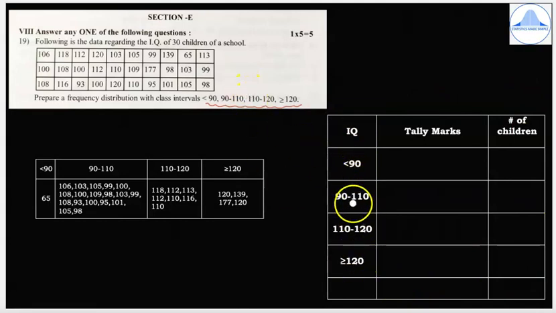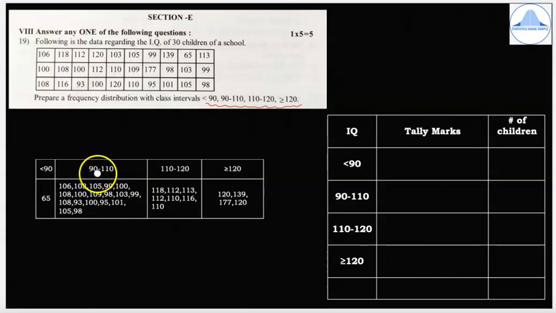That is less than 90, 90 to 110, 110 to 120, greater than or equal to 120. In the next column, you will need the tally marks, and the last column will be the number of children. So to make the computations easy, all the values which are less than 90, I have put in the first column. The only value is 65.